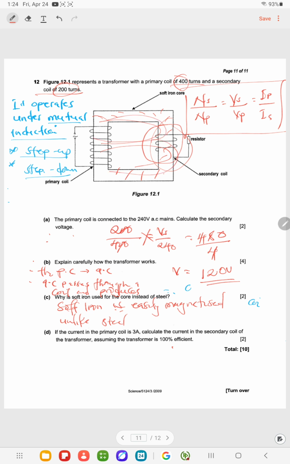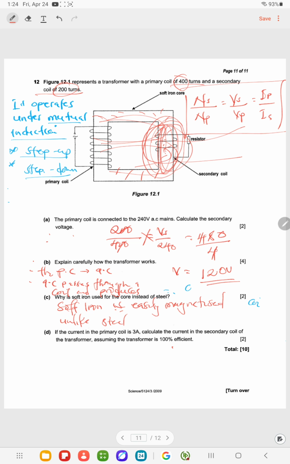Then once the secondary coil is induced by the alternating magnetic field, this alternating magnetic field will create alternating voltage. After the alternating voltage has been induced in this coil, the same alternating voltage will cause current to be produced on the secondary coil. Then the current will be transmitted via cable lines.